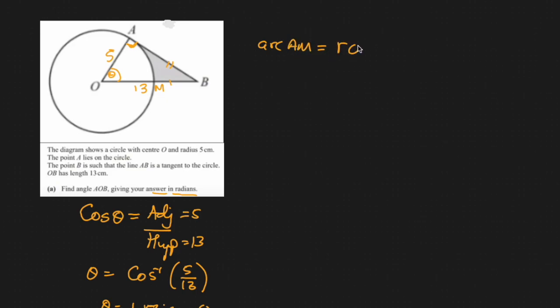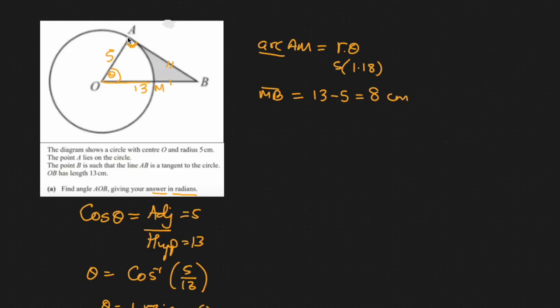Arc AM is r theta. That's what the formula is in your formula sheet. R is 5. Theta we just got in radians, 1.18, or I will use the one I got in the last step, and that will be our arc. Now we need MB. The line segment MB will be OB minus this radius. So 13 is the total length. Out of that, I will remove the radius. If it is 5, this OM will also be 5. That's why I've removed 5. So it will be 8 centimeters.